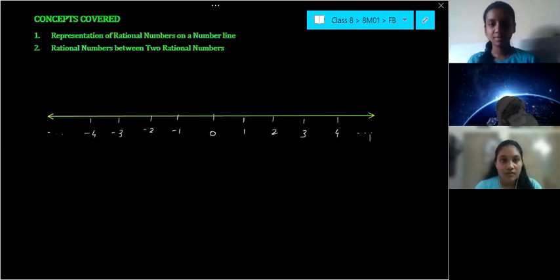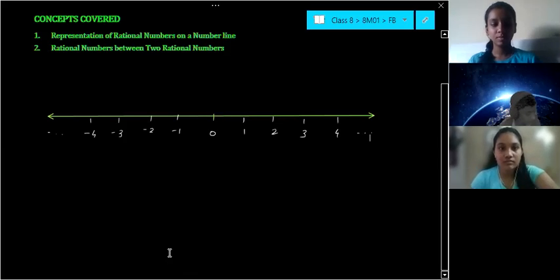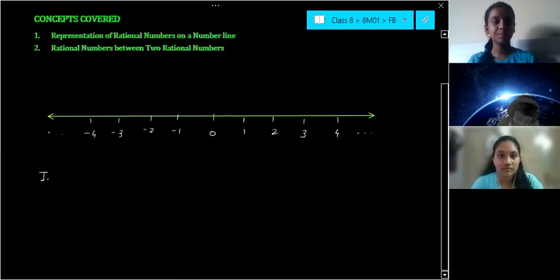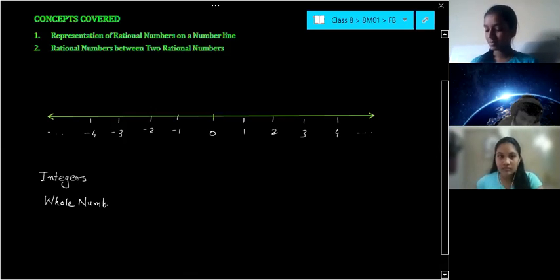Right? And so I can say, can I represent integers on number line? All these numbers are integers, right? I can represent 0 on number line. I can represent positive numbers on number line. So I can say, I can represent integers. I can represent whole numbers. I can represent natural numbers on number line. Am I correct? Right? Everyone?